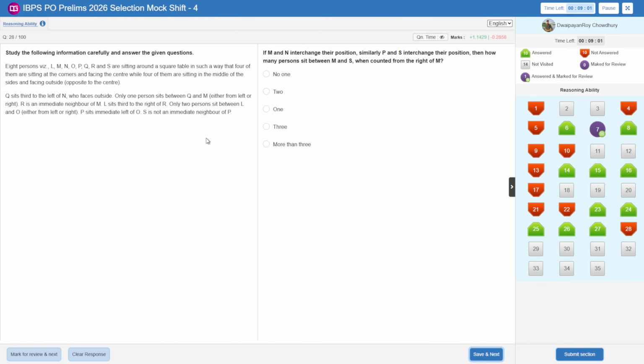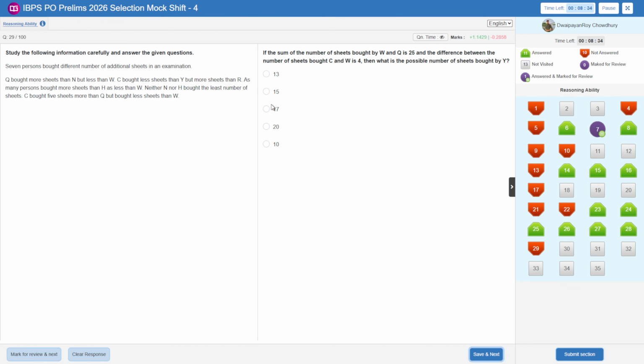M and N change their position. Similarly, P and S change their position. This is N, this is M, and this is S. This is P. Then how many percent between M and S when counted from right of them? So 2%.